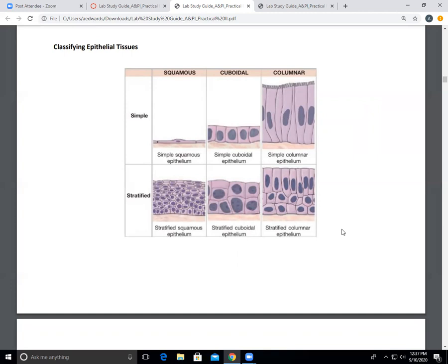Now for stratified epithelium, you look at the layer at the apical surface. So here's your apical surface. It's not touching a basement membrane. These are flat, so it's stratified squamous. Doesn't matter what these are shaped like. It's not the apical surface. Here, cells on the apical surface are cuboidal, so it's cuboidal, multiple layers, stratified cuboidal. Here, the cells on the apical surface are rectangular, multiple layers. It doesn't matter what shape these are underneath. It's stratified columnar.